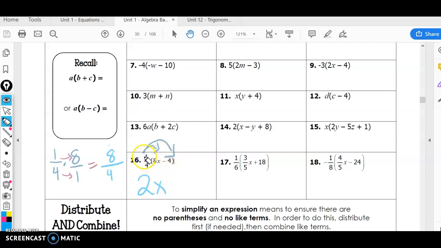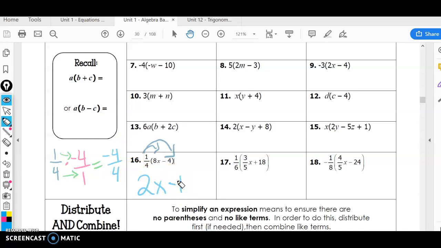Then multiplying 1/4 times the next number, which is negative 4, which is the same thing as negative 4 over 1. When we multiply straight across, our answer: 1 times negative 4 is negative 4. 4 times 1 is positive 4. And that simplifies to a negative 1.